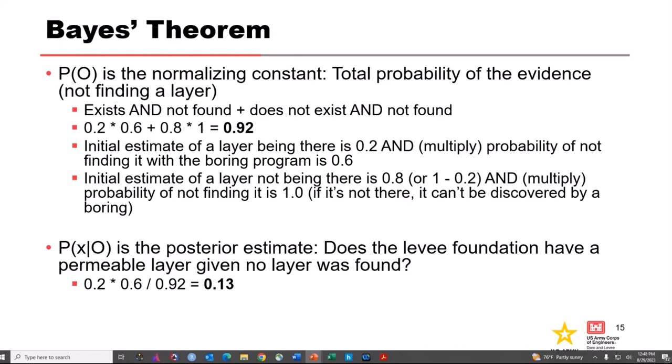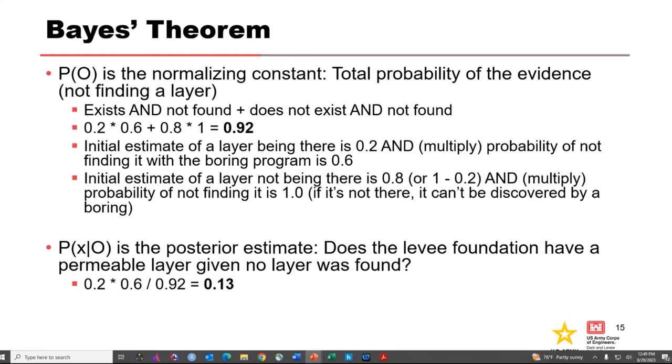given that we didn't find a layer, what's the chance that we wouldn't have found one if the layer was actually there? That's the 0.6 from the previous slide, and then the normalizing constant, and we get 0.13. So despite doing a drilling program and looking for the layer, the probability didn't change dramatically. It went from 0.2 to 0.13.